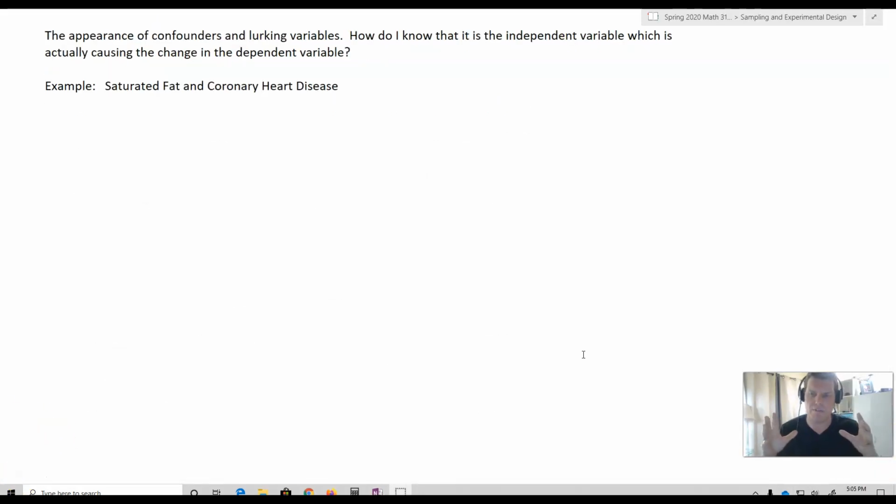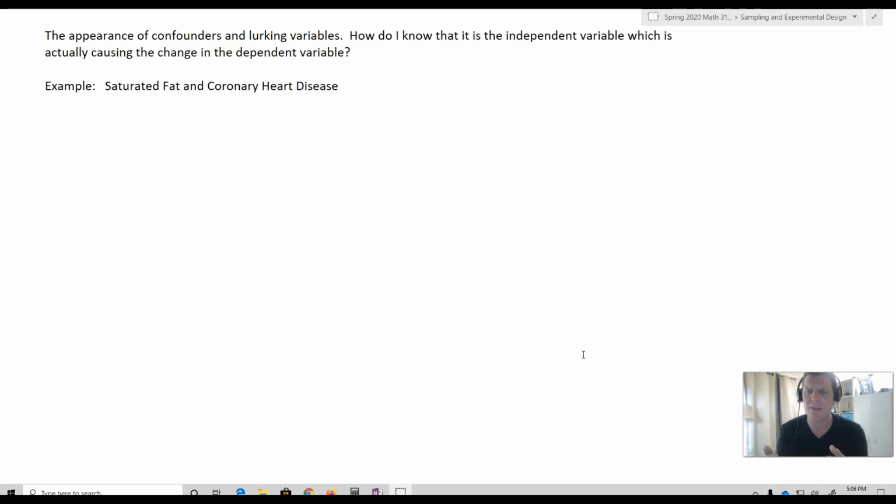Our next issue with internal validity is whether or not, in the absence of the independent variable, we'll get a change in the dependent variable. That's basically saying that the only thing that's causing a change in the dependent variable is the independent variable. So let's ask this question about saturated fat and coronary heart disease. This is a really hot button issue that's shown up inside of diet and nutrition, because of the studies that have shown that eating saturated fat causes coronary heart disease.